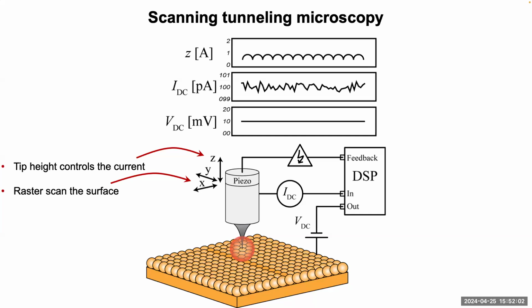Either we can just look at what is the current as a function of the position, as we kind of snake back and forth over the surface, or we can use a feedback loop where we keep the current constant. And if we do that, then the tip moves up and down, and we call this a topography. Technically, it's not purely a topography. We're mapping out the electron density, the density of states of electrons on that surface. And so by doing this, we can trace out really atoms.